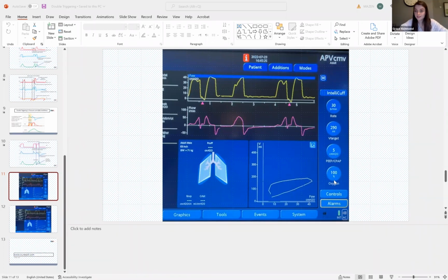So we have a question in the chat then from Paolo. So how do we distinguish double triggering from reverse triggering without an esophageal probe? It's going to be very difficult. Let me see if I have a slide about that. And let me just explain.